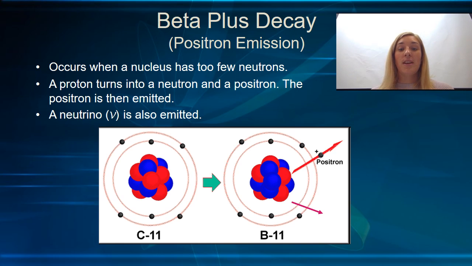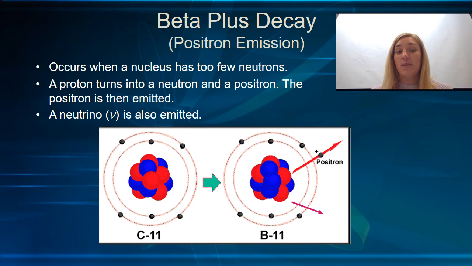Now, a positron is a positive electron, and it's basically the same as an electron but with a positive charge. And if a proton is turning into a neutron, it needs to get rid of its positive charge, so it throws out this electron that's positive, called the positron. Again, because a positron or an electron doesn't live in the nucleus, it's thrown out. And again, we get that little particle to make up the missing momentum. That is a neutrino. That's also emitted as well.